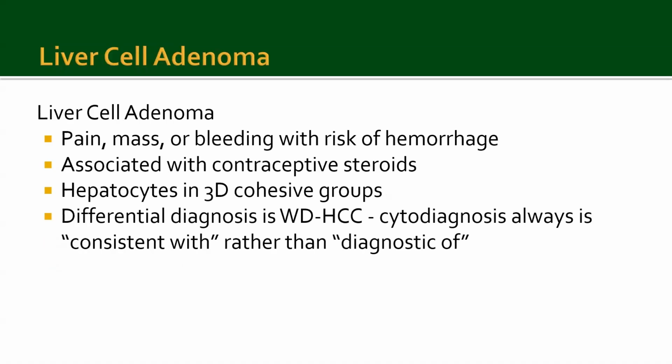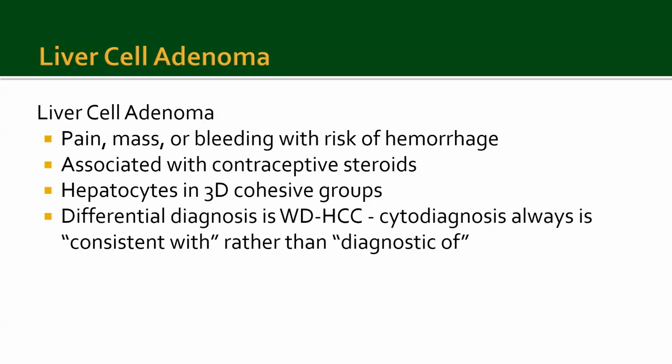For the next benign lesion, liver cell adenomas. These are masses that are associated with bleeding and a risk of hemorrhage and can also be painful for the patient. These are often associated with contraceptive steroids. On cytology, if you were to sample this, you would see mostly hepatocytes in 3D cohesive groups.